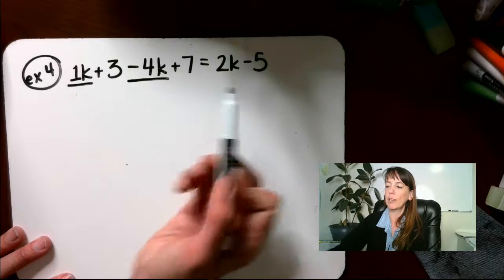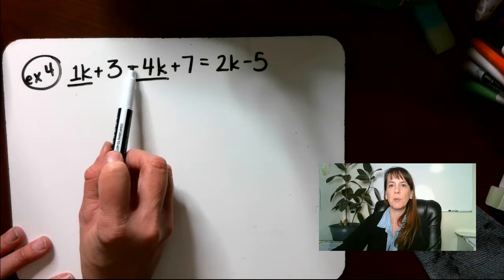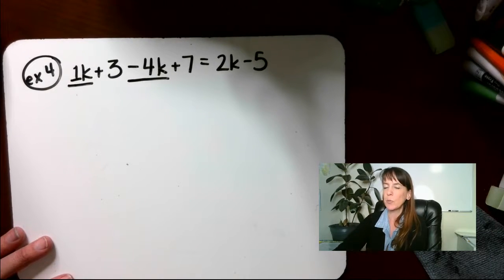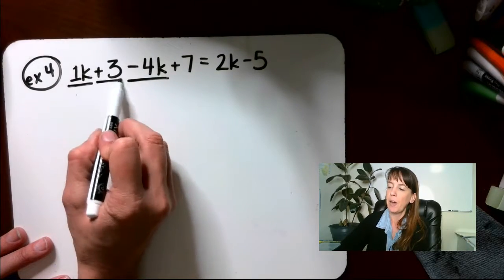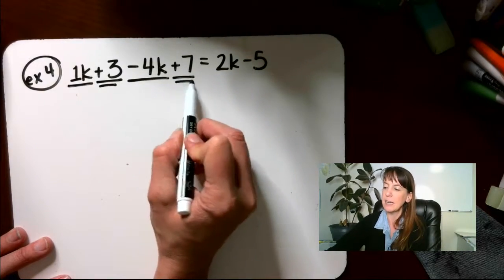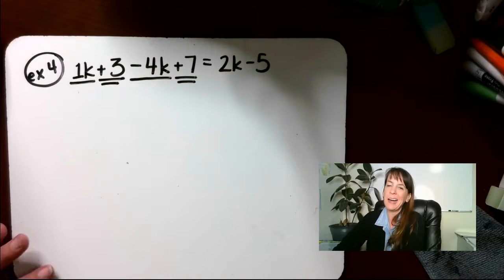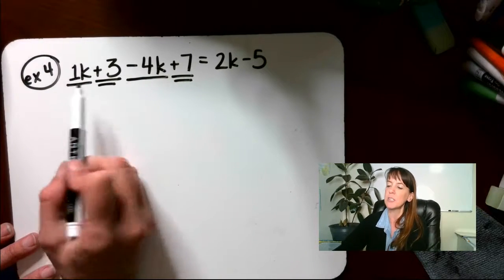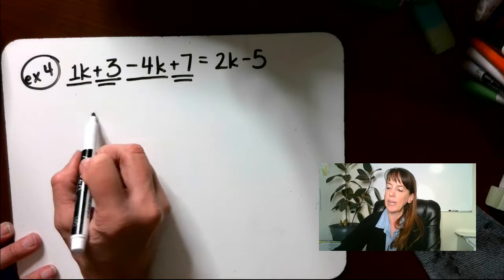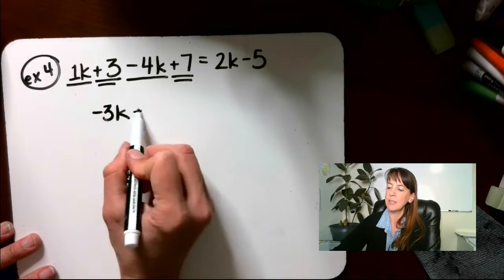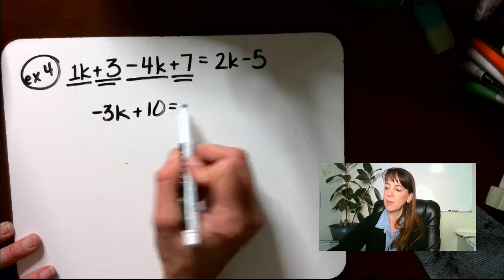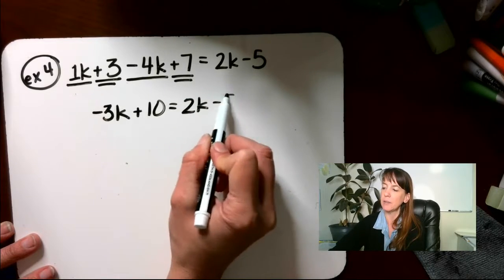This is negative 4k. Notice that I'm underlining the operation that comes before it. That's really important because you want to remember that that's a negative, right? So positive 3, positive 7. So let's go ahead and combine those guys. I personally like to start with my variables first. 1k and negative 4k gives me negative 3k. 3 and 7 gives me 10. Equals, let's bring all the other garbage down.